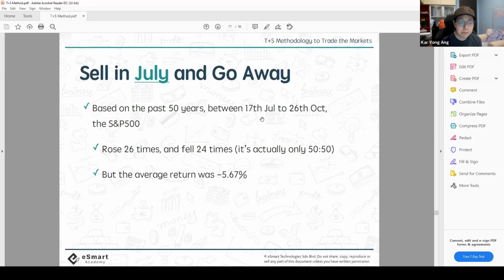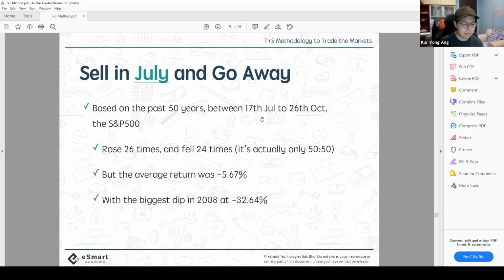Now there are some years that rally. That's 26 times the market rallied. Of course, this is not a very high probability, just half of the time you win, half of the time you lose, because 50-50. But if you do it consistently every year during this period of time, you go and sell the S&P, there's an average return of 5.67%. So some years you win, some years you lose, but if you average out, you actually make money.